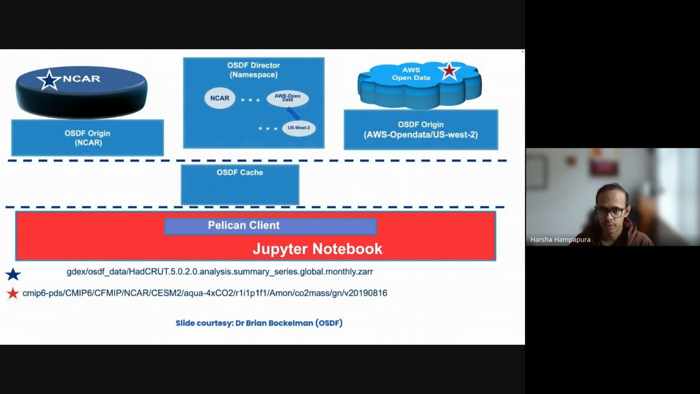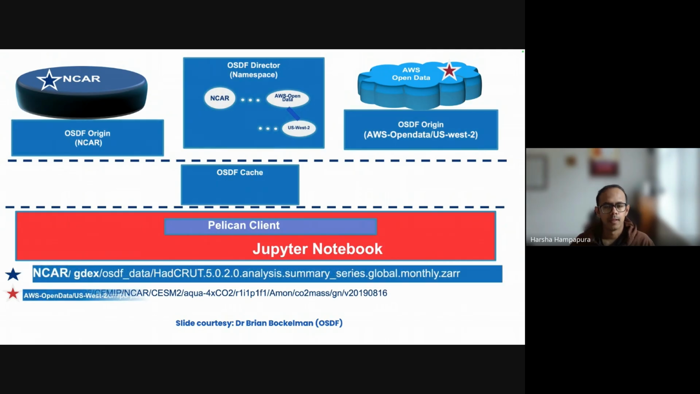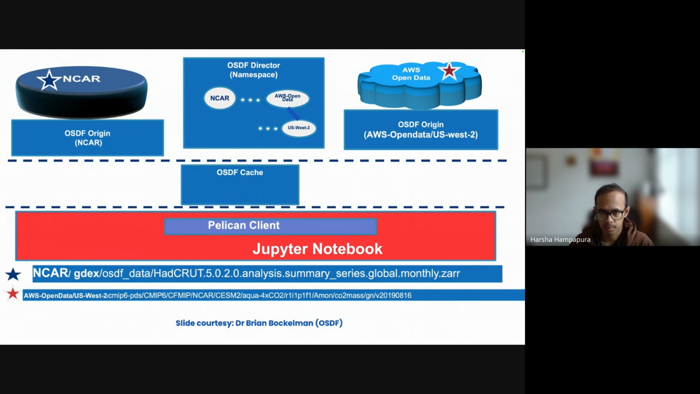Now we introduce the various pieces of the OSDF architecture. There is a service called the OSDF origin, which talks to our POSIX backend here at NCAR, and a similar origin that talks to AWS Open Data. And there are multiple origins based on where this data is located. So for this example, I'm focusing on the US West 2 region.